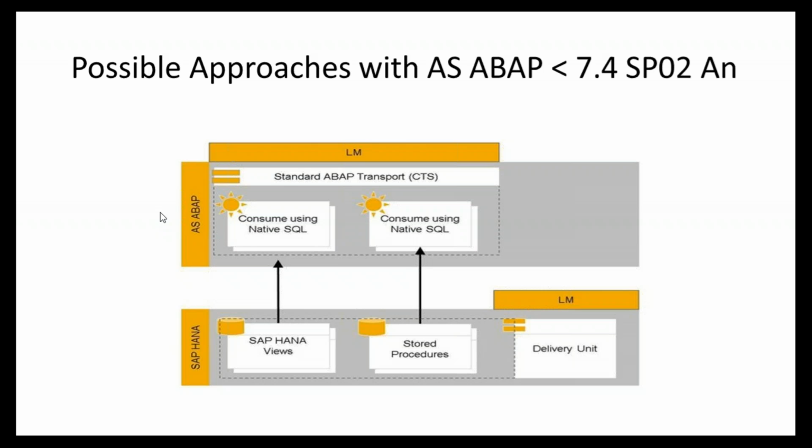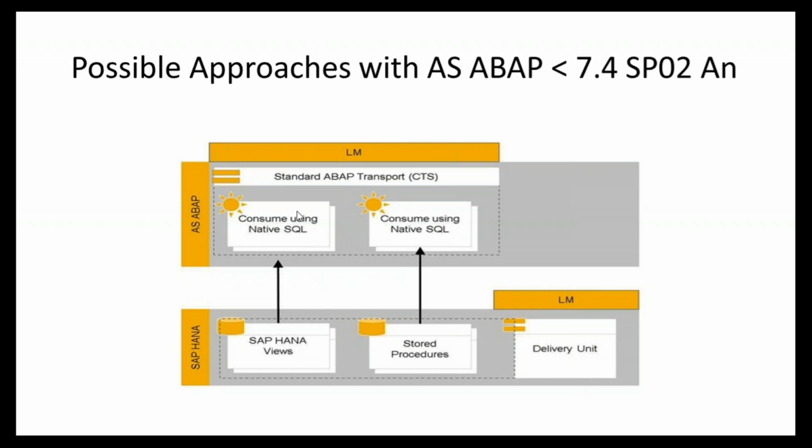In this, we have HANA views. These HANA views are attribute views, analytical views, calculation views, which can be accessed using native SQL from the ABAP perspective. And then we have stored procedures, which can also be accessed using native SQL. So we can write the native SQL and access the stored procedures and the HANA views.